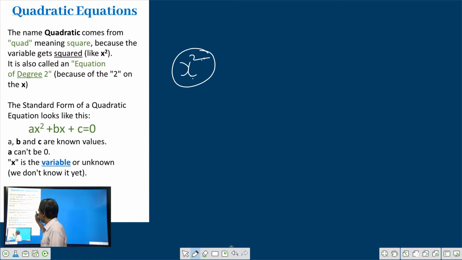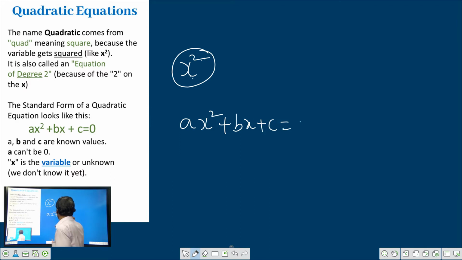Next, we are going to talk about the standard form of a quadratic equation. What is the standard form of a quadratic equation? ax square plus bx plus c equal to 0. This is the standard form of a quadratic equation: ax square plus bx plus c is equal to 0.